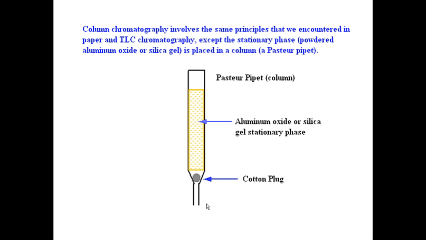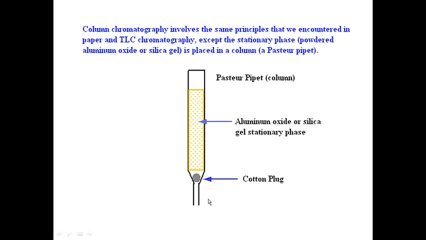The kind of column chromatography that we're going to do for the spinach pigments is we're going to take a small glass Pasteur pipette, put a little piece of cotton down at the bottom, and then use 1 inch to 1.5 inches of aluminum oxide as our stationary phase.